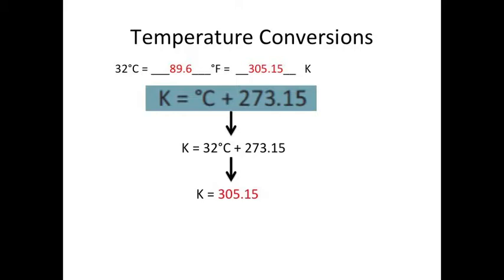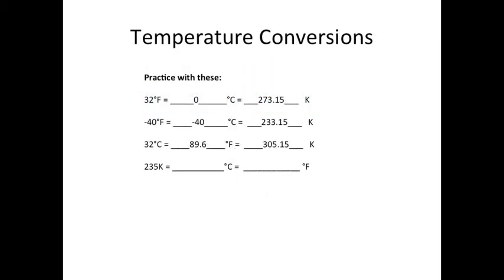Now we can use the Kelvin equation. Again, Kelvin equals degrees Celsius plus 273.15. So plug in the 32 for degrees Celsius. So we get Kelvin equals 32 degrees Celsius plus 273.15. That gives you a Kelvin of 305.15. Now let's move on to our final temperature conversion problem.